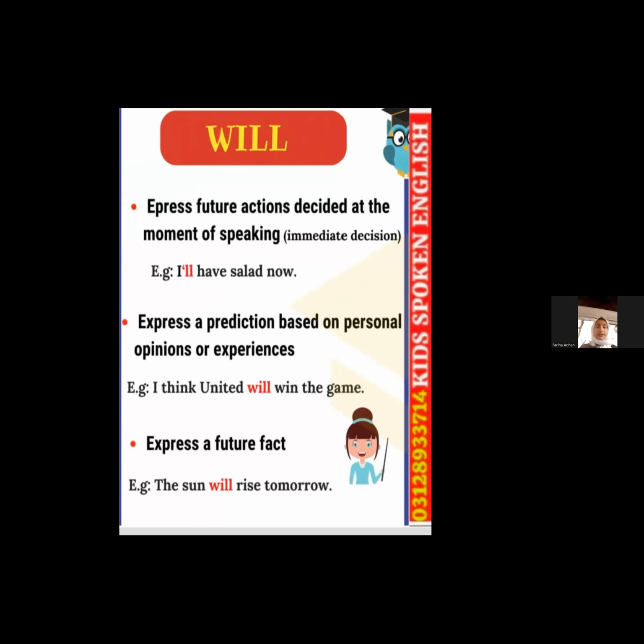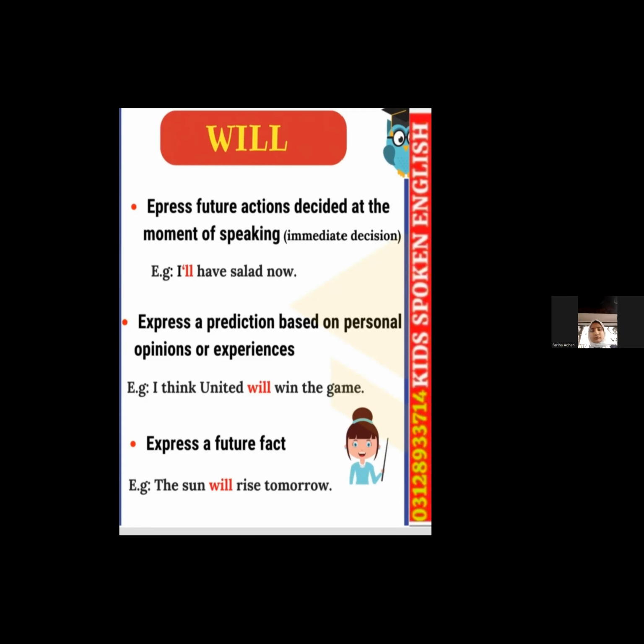Yes, ma'am. Okay. So dear students, whenever we talk about the future arrangements, जैसे कि हम किसी को बोलते हैं ना कि ये मैं खाना खाऊंगी, मैं स्कूल जाऊंगी, for those actions we use will, okay? We use will as a future tense. I'm gonna tell you where to use will. So we use future tense when we want to express future actions decided at the moment of speaking.